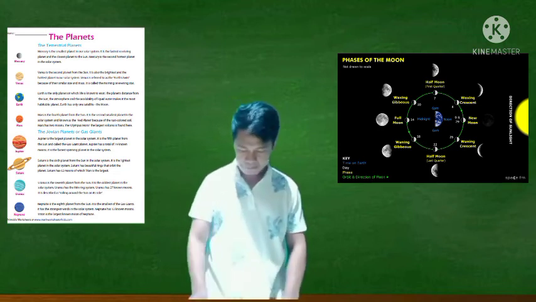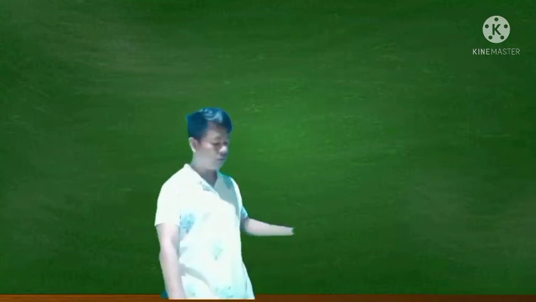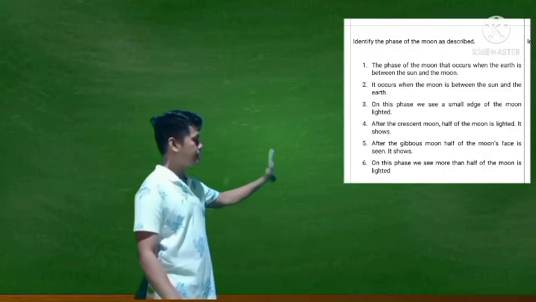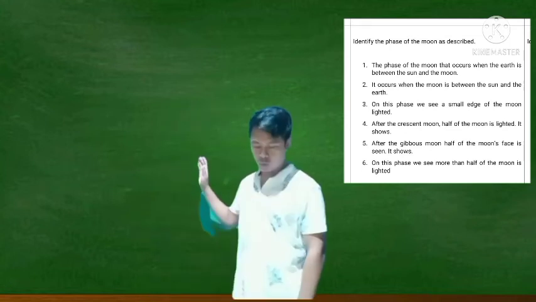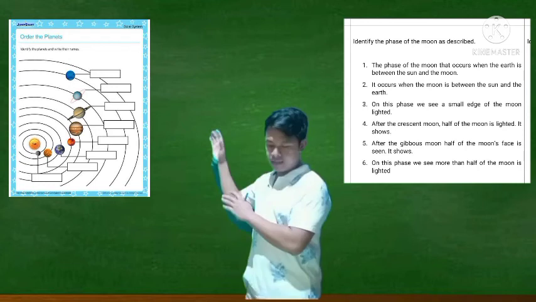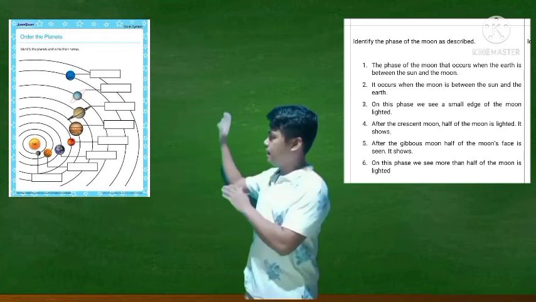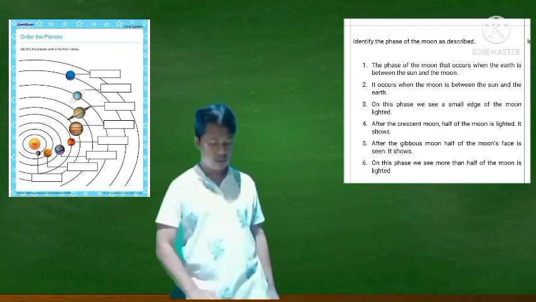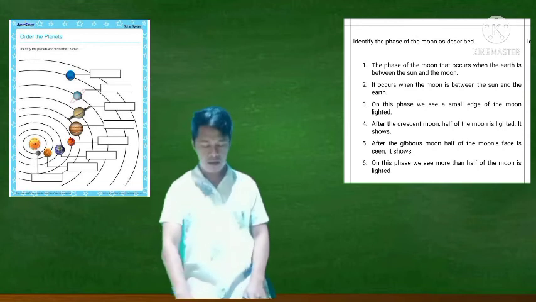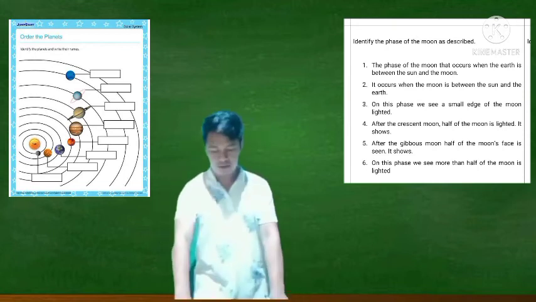And for now, let's have a short quiz to evaluate if you have understood both of our lessons for this morning. So for grade 5, I want you to identify the phases of the moon as described in these sentences. And for grade 6, I want you to identify the planets in the solar system by labeling the diagram. Alright class, you have 10 minutes to answer your quiz. Okay, time is up. So you may now pass your papers in front.